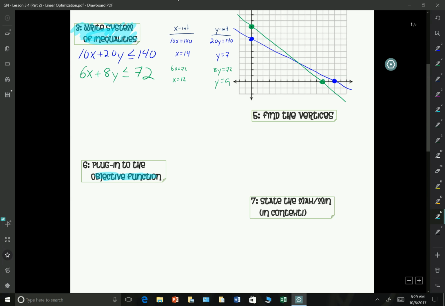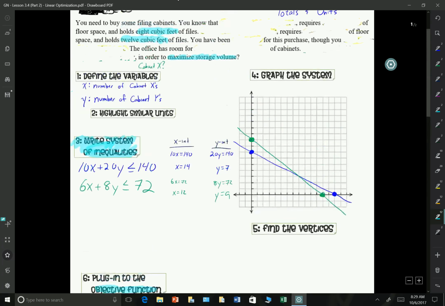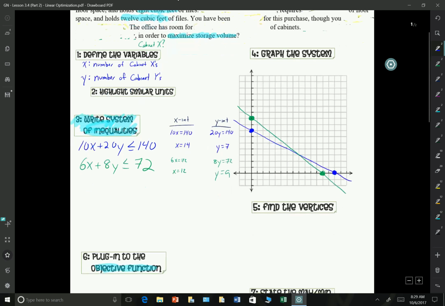And the problem tells us we want to maximize the storage volume. Isn't cubic feet volume? So we don't know what the maximum volume is. We're trying to find that, aren't we? So the question itself at the end, how many of each one do we have to purchase in order to maximize the storage volume, tells us our variables, and it tells us what we're trying to find unit-wise for our objective function. So what is my objective function going to be written as?